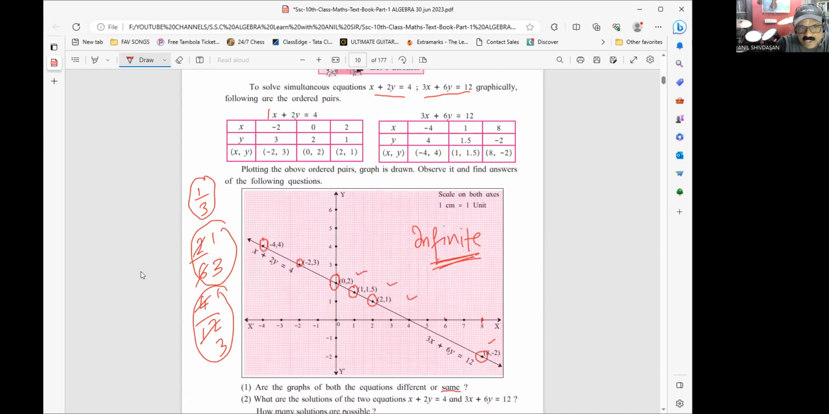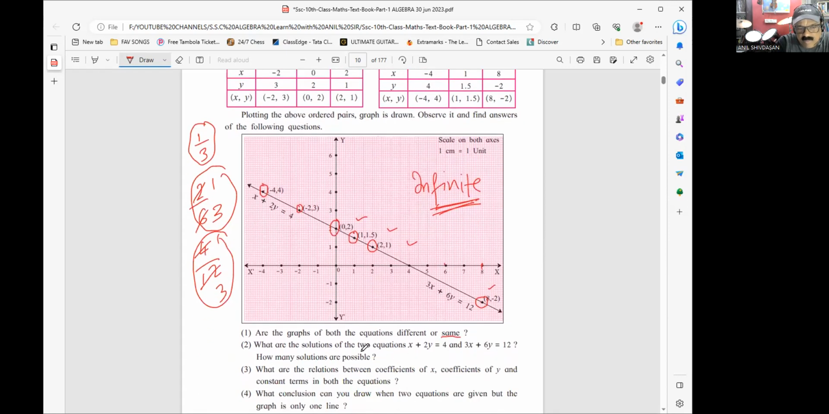And that is the condition. If you have two equations where the ratios are equal, then you will get one straight line. You will not get two lines. How many solutions are possible? There are infinite solutions possible. What are the relations between the coefficient of x, coefficient of y, and constant terms in both the equations? This is the coefficient of x, coefficient of y, and the constant, which is 4 and 12. So the relation is that all of them are equal.